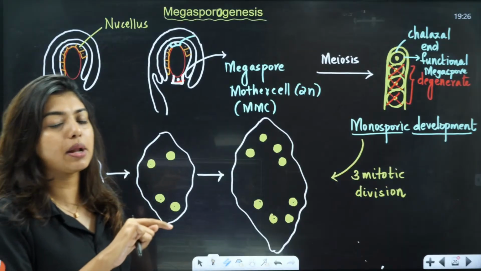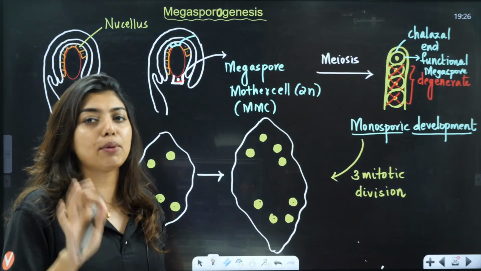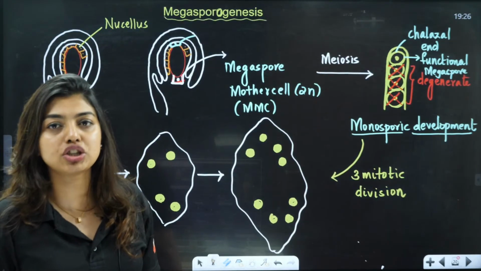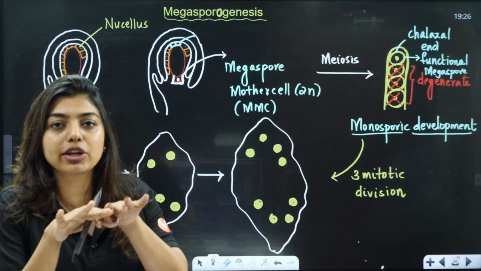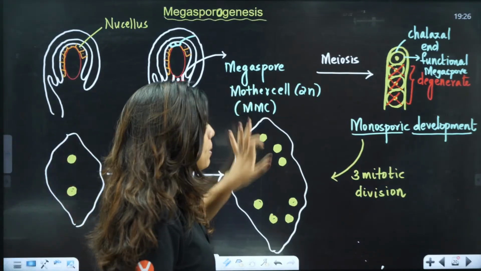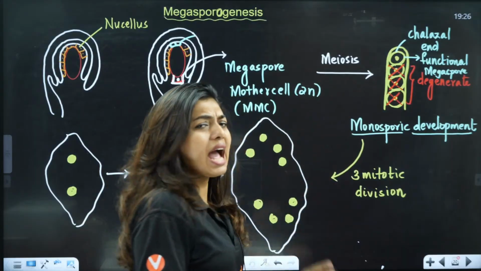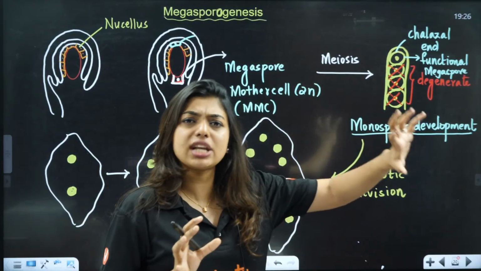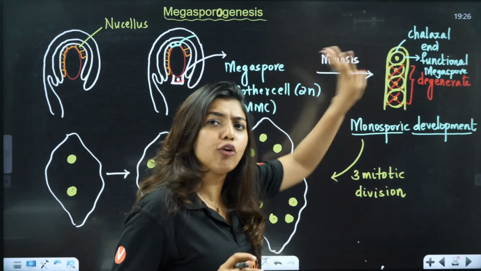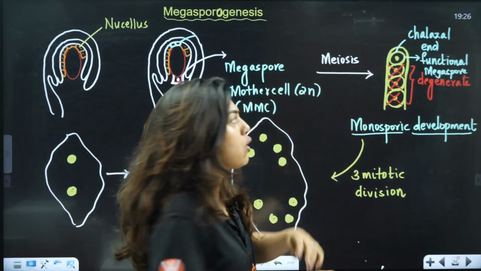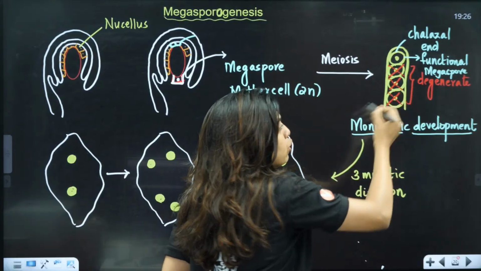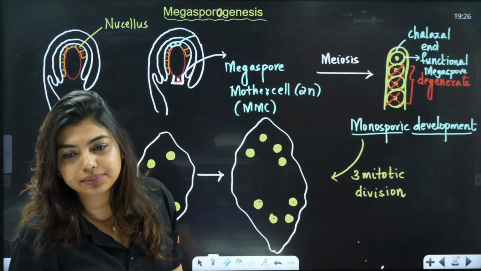I have already explained, the megaspore mother cell is diploid because it is going through a reductional division, not an equational division. So the megaspore mother cell, 2n, will undergo meiosis, and the same as microsporogenesis, 4 megaspores will form. 1, 2, 3, 4.